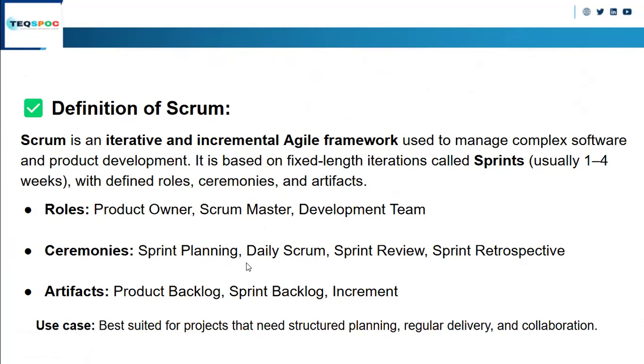Daily Scrum is basically a 15-minute meeting between the development team, where the developers will discuss what they have worked on yesterday, what they are going to do today, and any impediment or defect they have faced. They will work upon that. This is the daily Scrum 15-minute meeting. Sprint planning can be 1 to 2 hours.